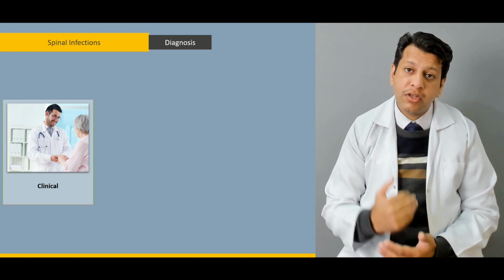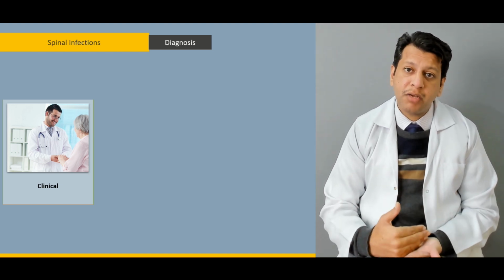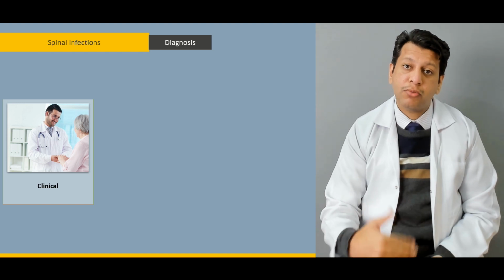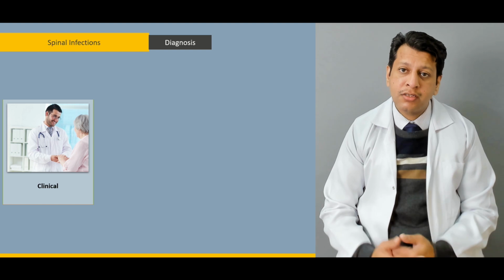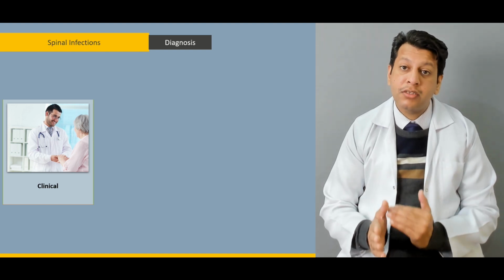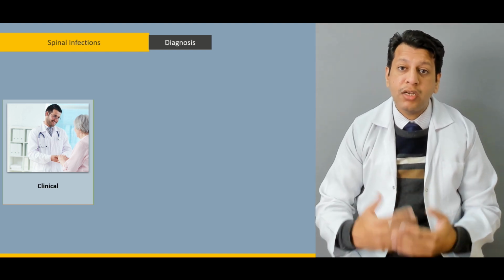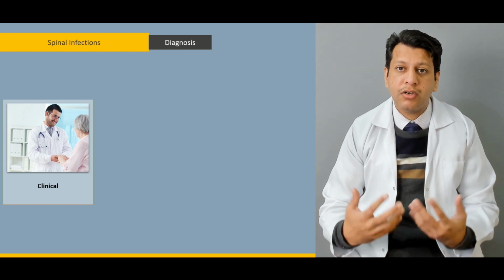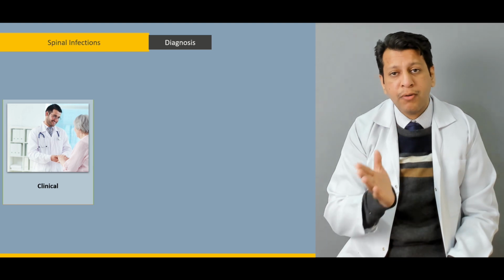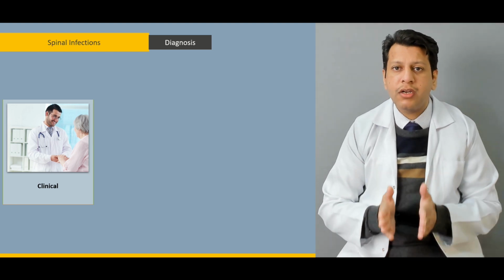But for example, if there is no clinical loss at the time of presentation, but the patient develops a progressive loss over 2 to 3 days despite the use of antibiotics, that means the patient's condition is worsening. So we need to intervene early so that we can save the spinal cord of the patient. Therefore, the initial assessment is always clinical.